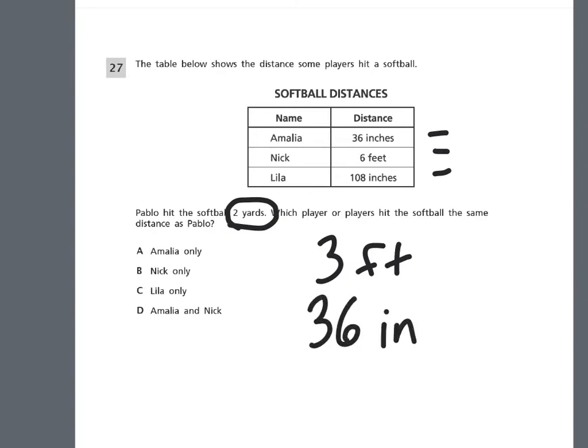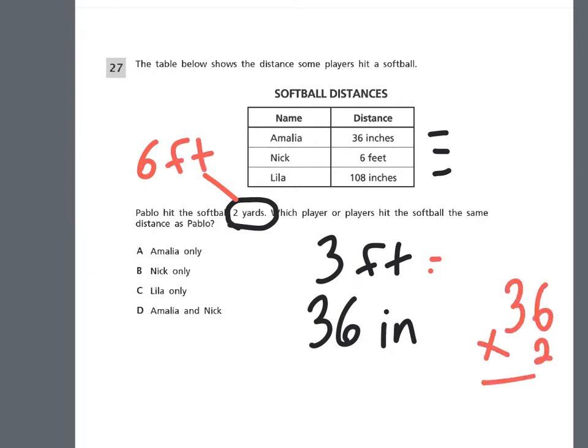So we gotta find it. And then 2 yards is really 6 feet, because each yard is 3 feet. So we know that's 6 feet, and we know that it's also 36 times 2, because there's 36 inches per yard, and there's 2 yards. So we know it'll be 72 inches for 2 yards.